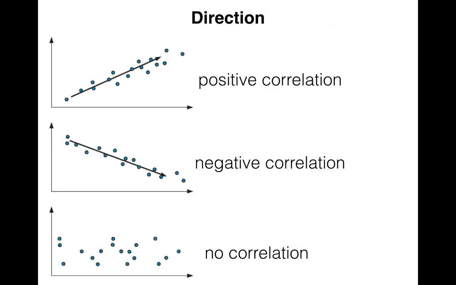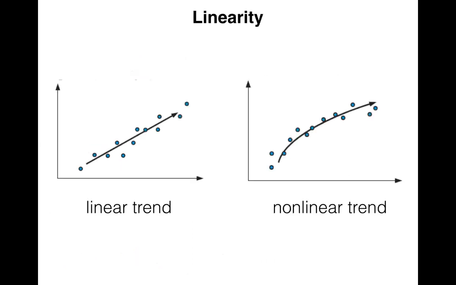Now, there are a bunch of different ways that we can describe a correlation, one of them being the direction. So we can have a positive direction where as X increases, Y also increases. That's positive correlation. We can have a negative correlation where as X increases, Y decreases. And we can have no correlation where there's no relationship between the two variables. In the warm-up, we saw a positive correlation, but negative correlations also exist. So that's direction.